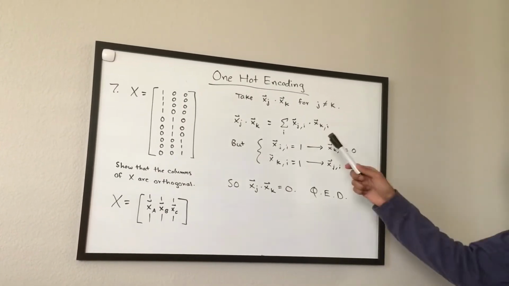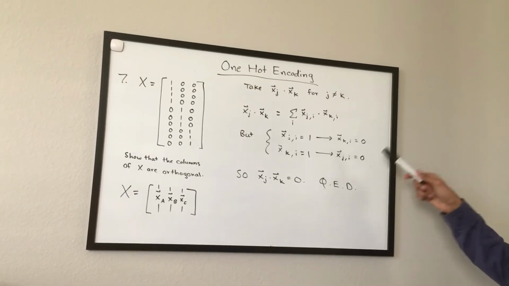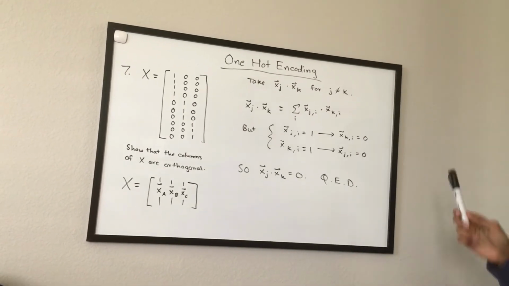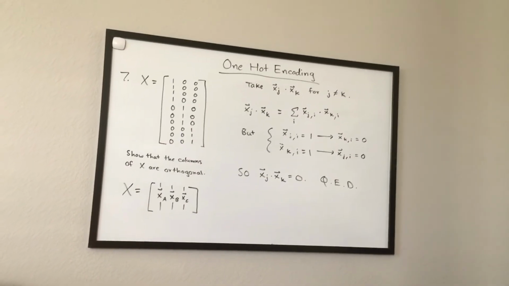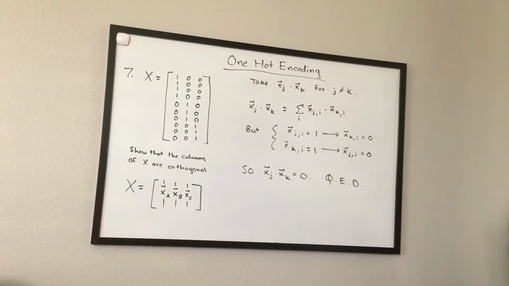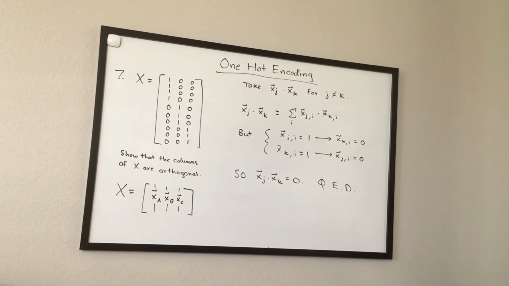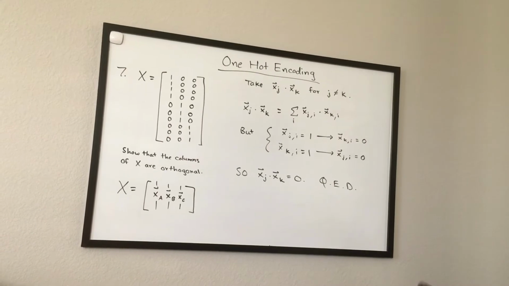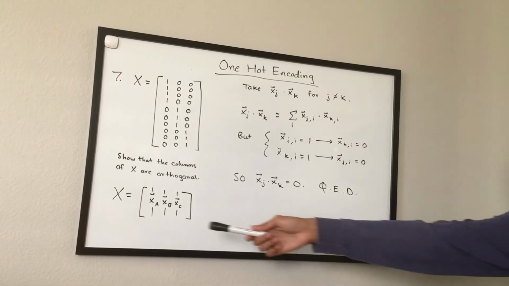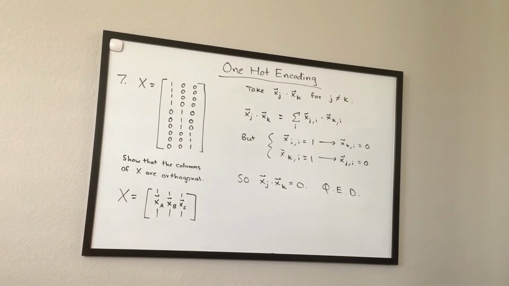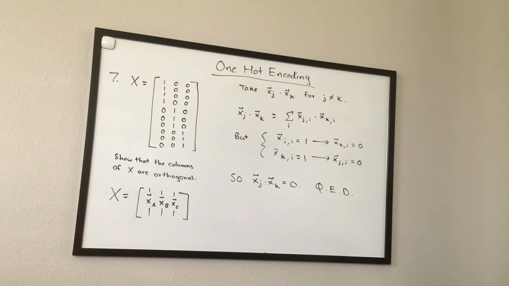That is, if x sub j comma i is 1, we automatically know that x sub k comma i is 0, and vice versa. Therefore, every term in the summation, every product here, will be equal to 0, and the entire summation is also equal to 0. Thus, the dot product x sub j times x sub k will be 0, whichever two of these three columns we choose. And therefore, the columns of X are orthogonal, QED.